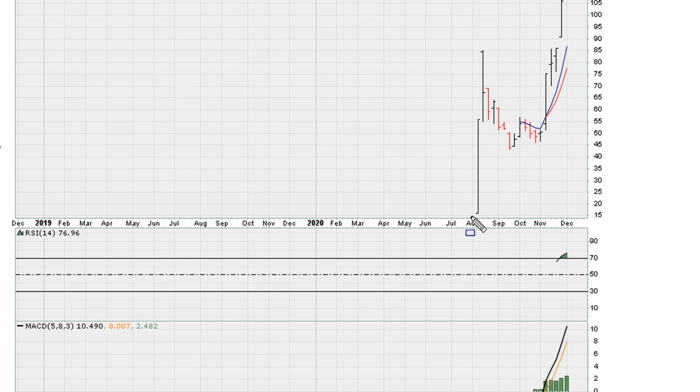At some point in August, it was trading at 15. At some point in August, it went as high as 85. So, 15, 85. Remember when I was saying the need to look backwards? Look back and see the behavior.